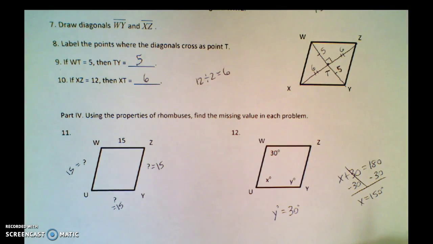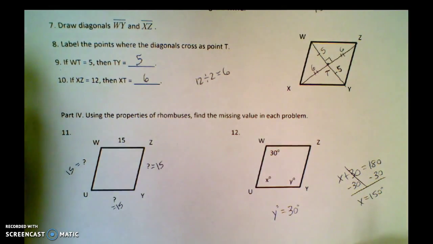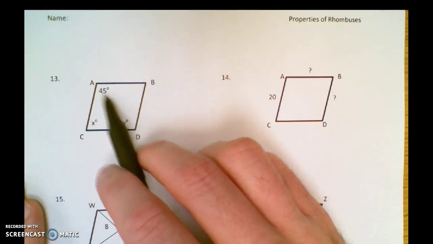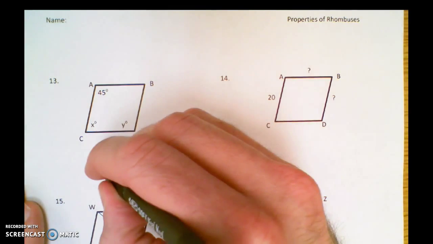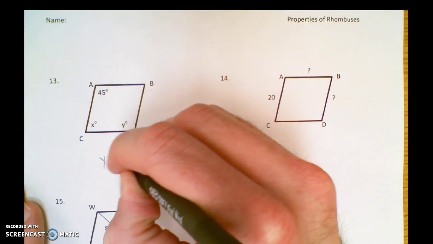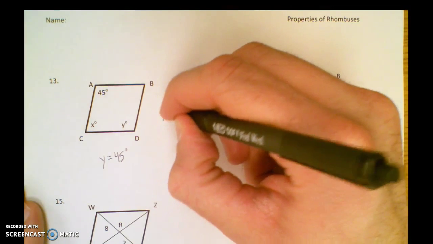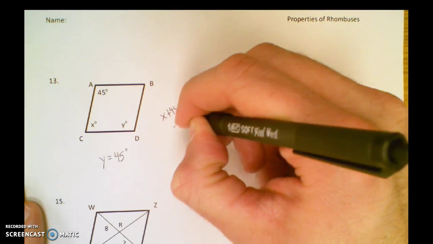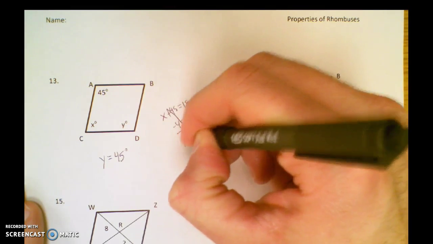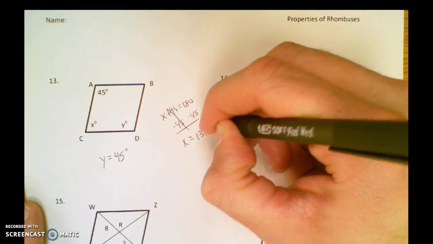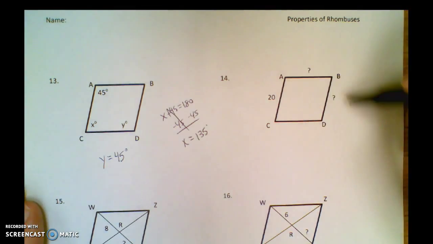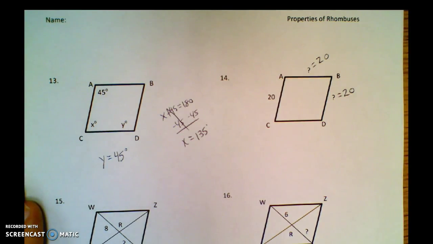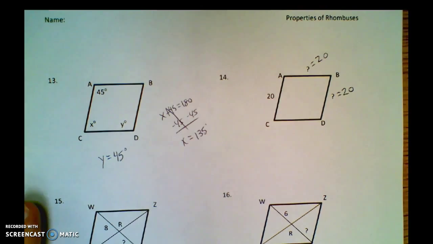Flipping it over to the back. Similar types of questions. If I know this is 45, then I know angle D, the value of y, is 45 degrees as well. And then to find x, I take x plus 45 and make it equal to 180, because those angles should add up to equal 180 that are on the same side. So x equals 135. To find the missing side lengths here, I know in a rhombus all the sides are the same, so these have to be the same. Try 15 through 18 on your own and see if you can get those problems done.